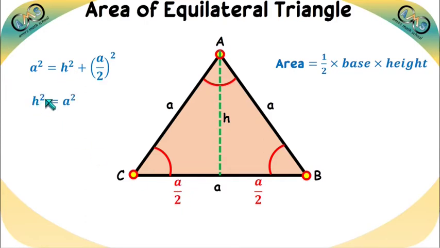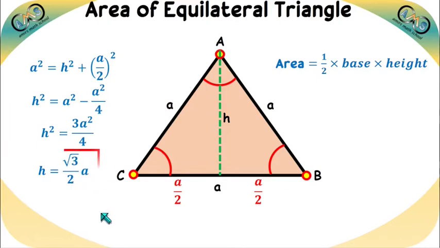So here we can write h square equal to a square minus a square by 4. After simplification, we can write h square equal to 3a square divided by 4, or h is equal to square root of 3 by 2 a. So, in case of equilateral triangle where the side length is a, the value of height of that triangle will be square root of 3 by 2 a. So, this is our height.